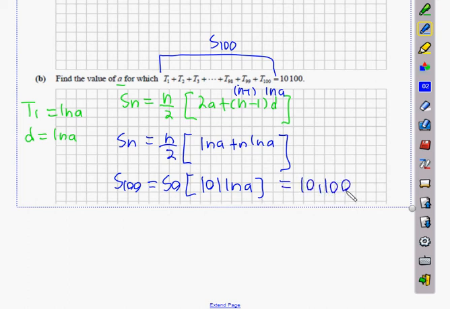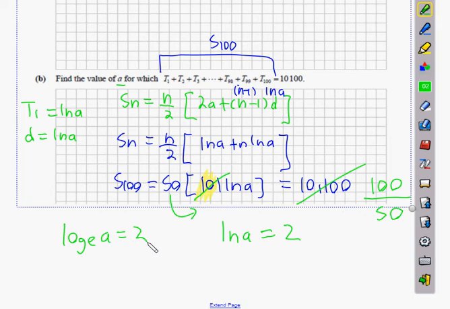Now, this 10,100, first I'm going to divide it by 101, and I'm going to get 100. Once I've done that, I'm then going to divide it by the 50, and when I divide it by the 50, I'm going to get ln a equals 2. ln a is log to the base e, and that equals 2. Using the log formula, a therefore equals e squared, where this number here is always the power, and this number here is always the base. And that's it done. A equals e squared.